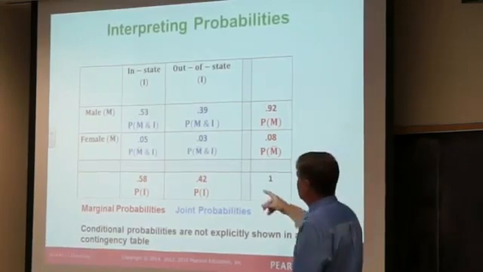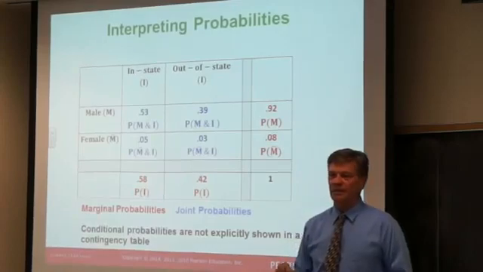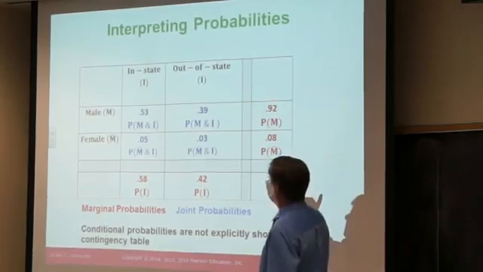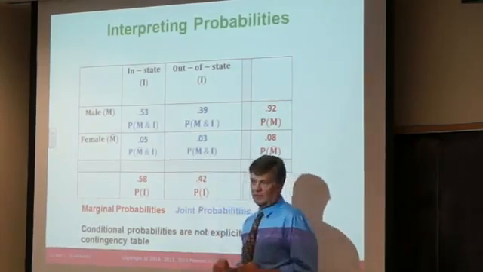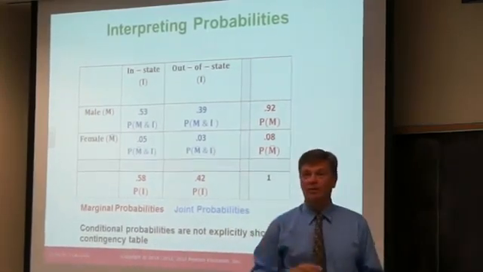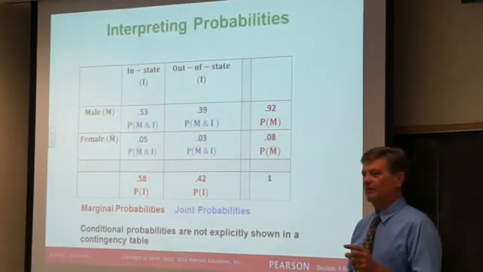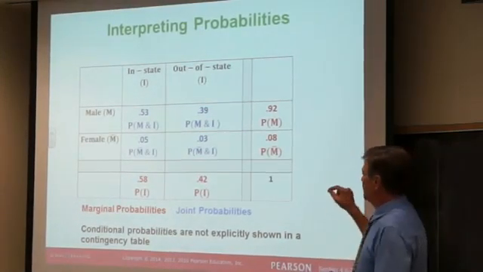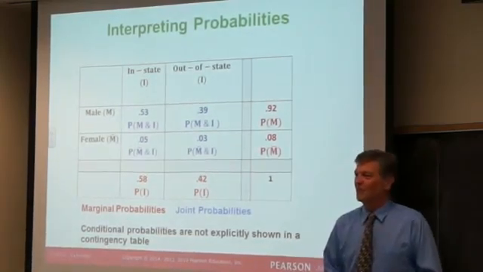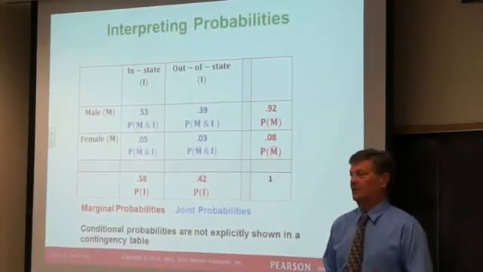The ones in the middle, the blue ones, are called the joint probabilities. And they're joint because it's the probability of two things happening. It's the probability that I select a male who's in state or a female who's out of state. Okay. Joint probabilities, joint marginal. And you notice what's missing there? What's one kind of probability that's not showing up in that table? My conditional, right?